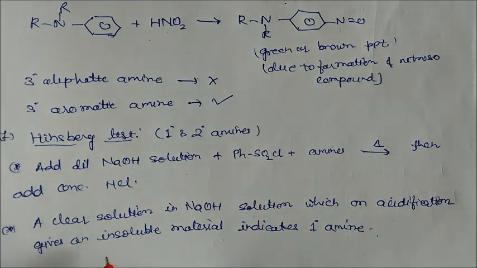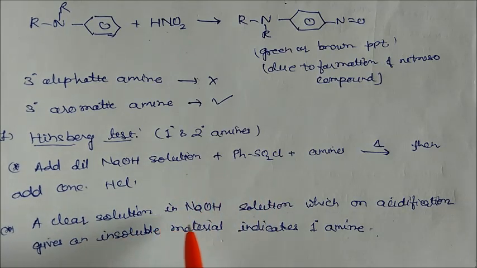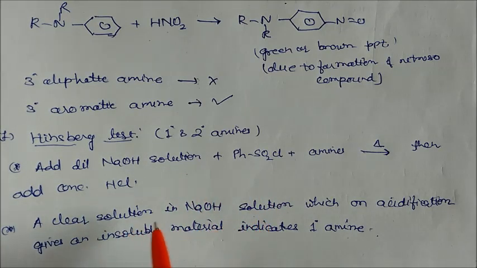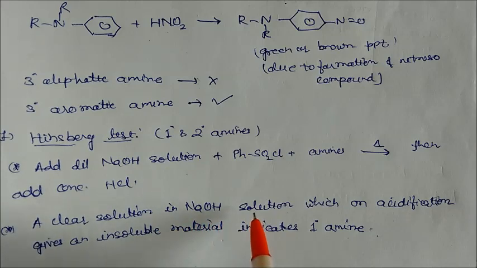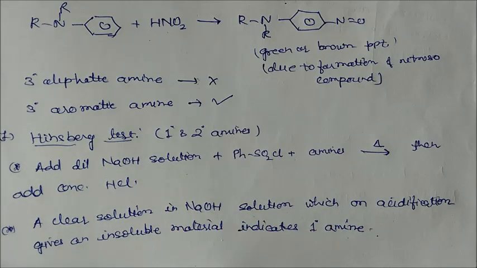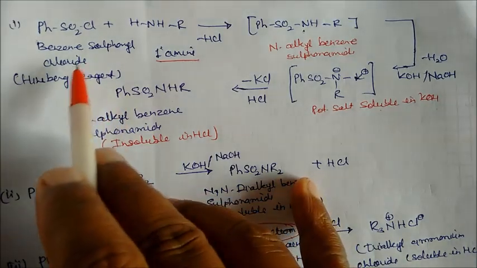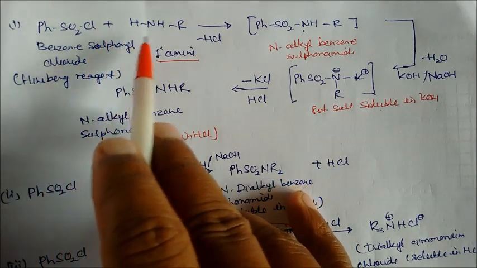So what happens? When you add this compound, a clear solution in sodium hydroxide solution, which on acidification gives the insoluble material, that indicates the primary amine. So we will see how it happens. After the addition of concentrated HCl, the solution becomes insoluble. If it is insoluble, then this must be primary amine. So this is the benzene sulfonyl chloride, and this is the primary amine.